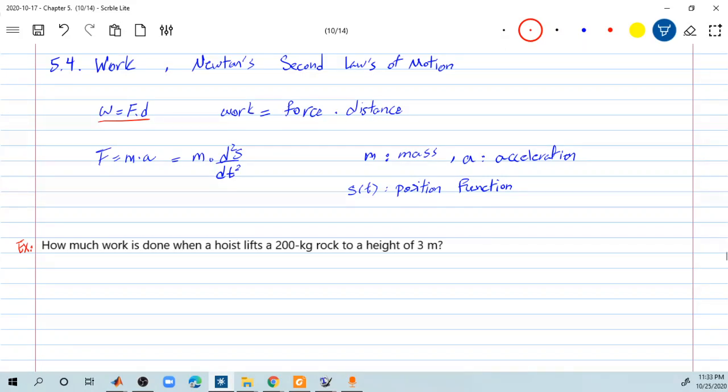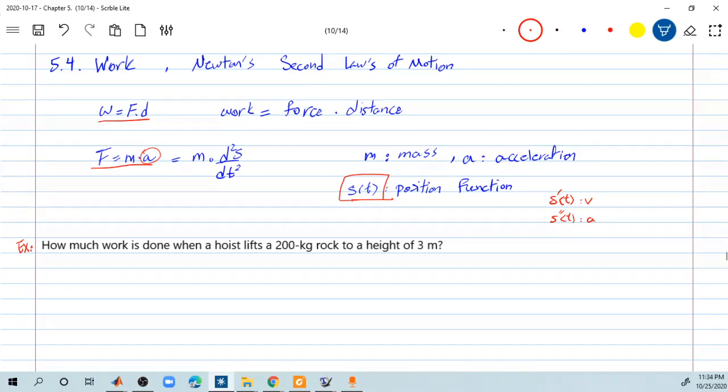And force could be calculated through Newton's law by M times A. M is the mass, A is the acceleration. A is basically the second derivative of the position function with respect to time, if you take a derivative twice with respect to the time of the position function. So if the position function s(t) is given, you can find the acceleration function by taking two derivatives. First derivative gives you the velocity function. So s'(t) basically is the velocity, and s''(t) is the acceleration.